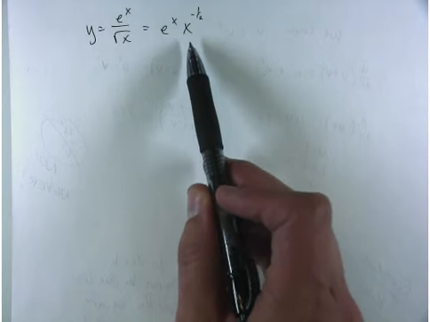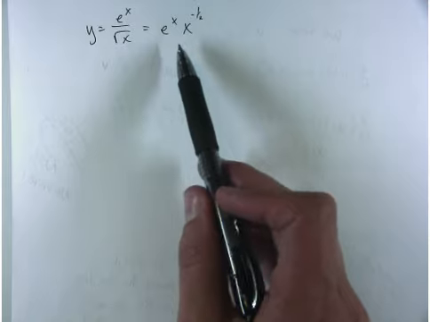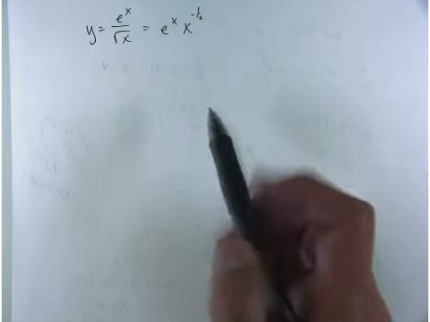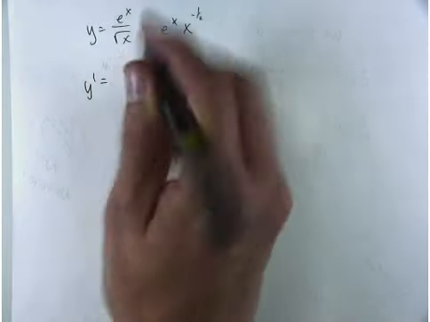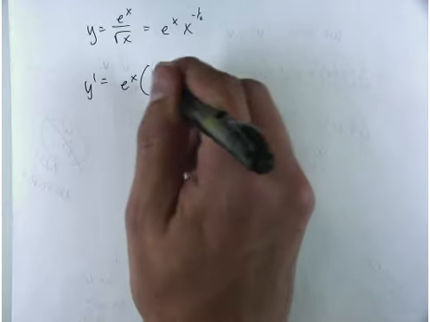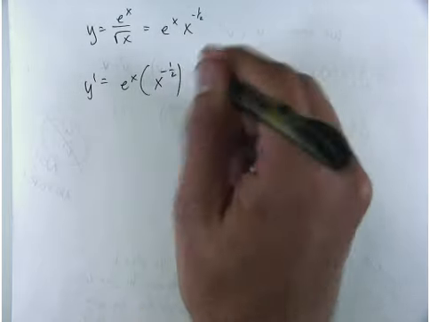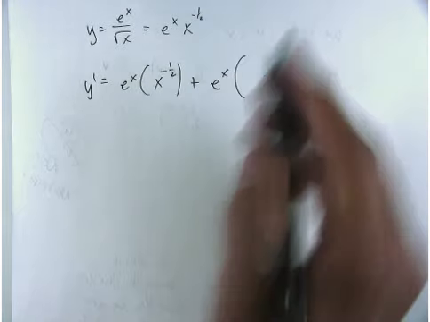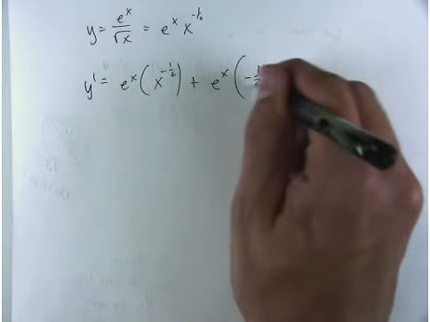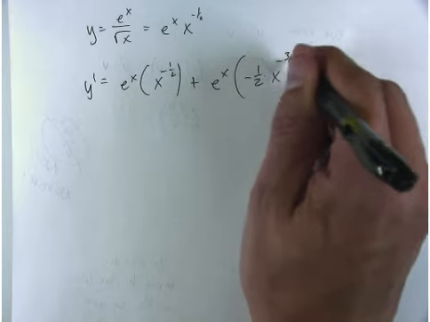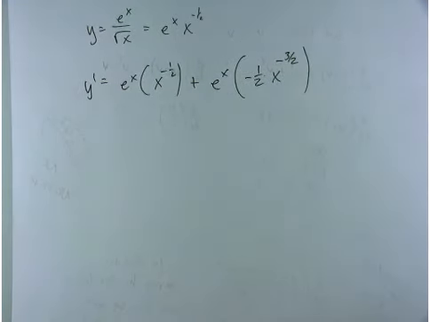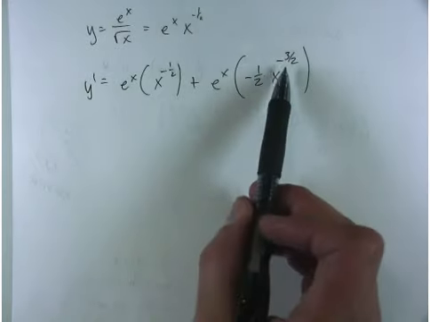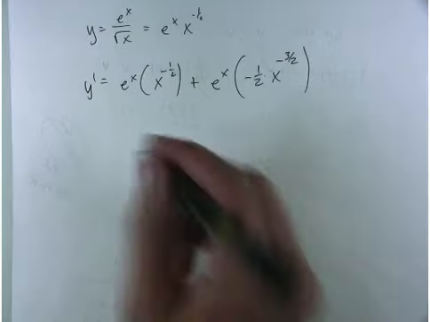Now, instead of having to use the quotient rule, I can use the product rule, which is a little bit easier. Right? So y prime is the derivative of the first, and then I'll leave the second alone, plus the first left alone times the derivative of the second one. So negative 1/2 x to the negative 3/2. And I got here a lot faster.